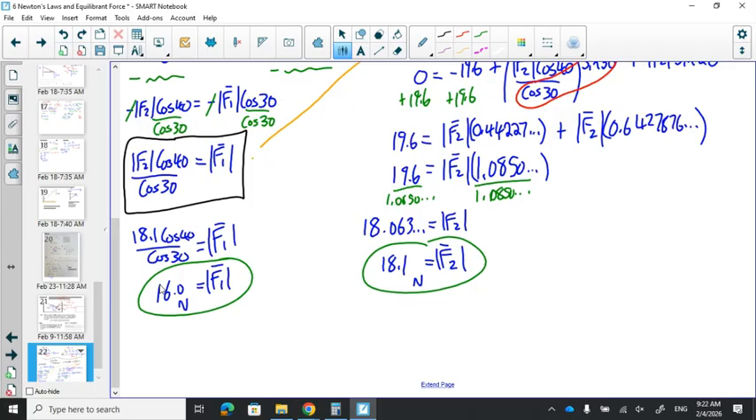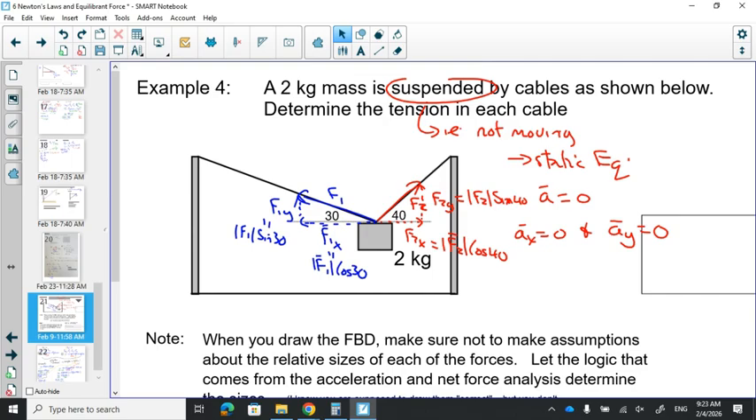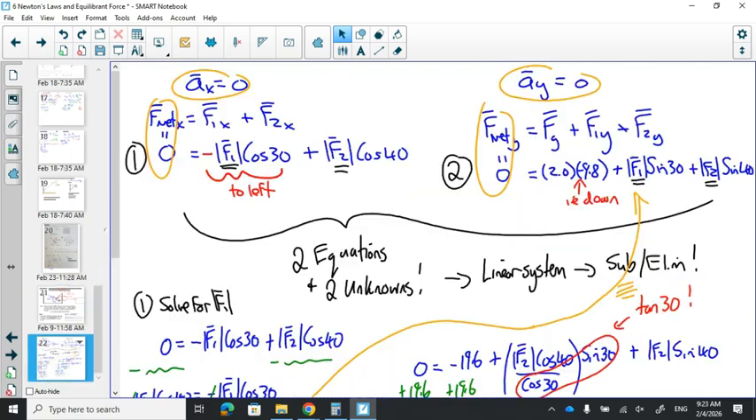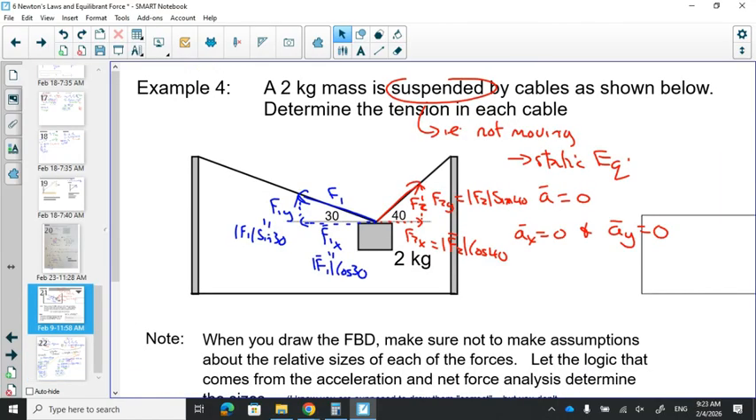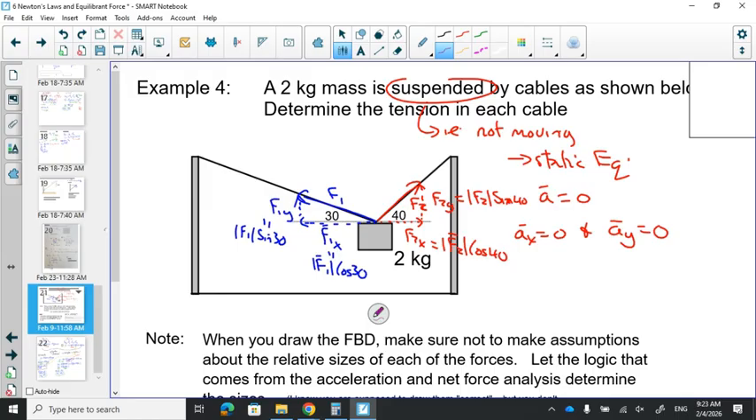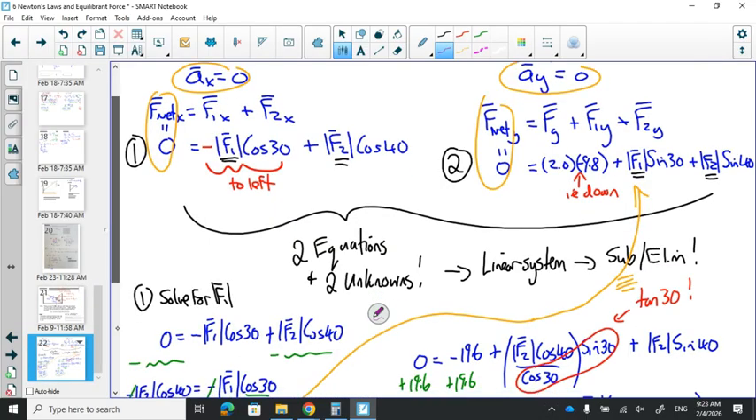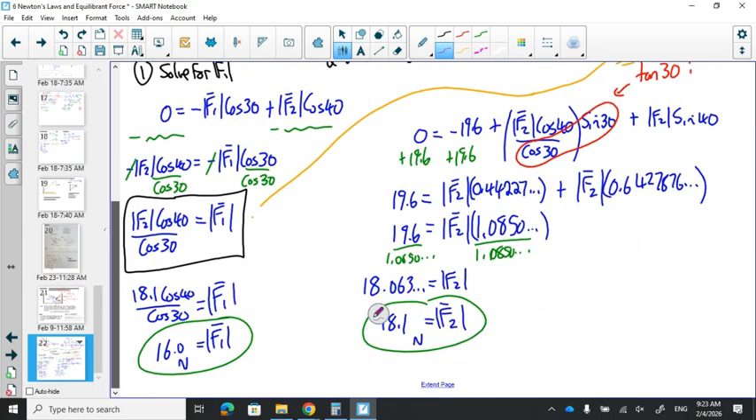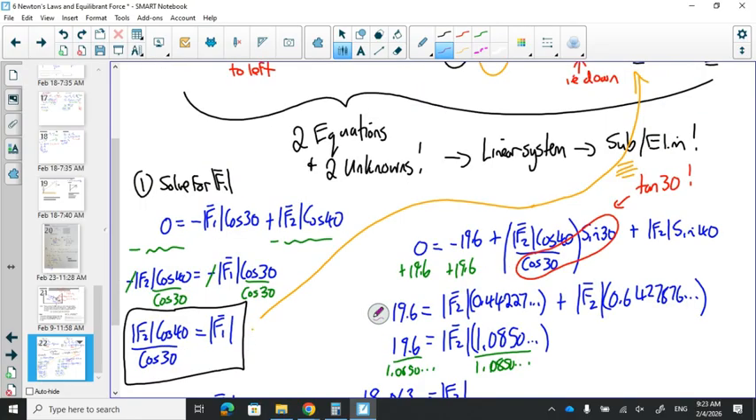So we go back to the three-body diagram and we see what we have for values. We have the force of gravity being 19.6 newtons, and then F2 and F1 here. Let's just do it on here, I guess. F1 was 16 and F2 was 18, so 16 on the left.